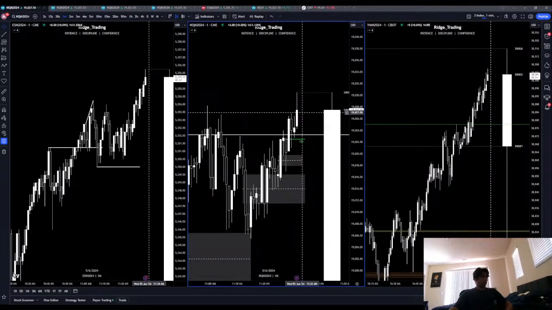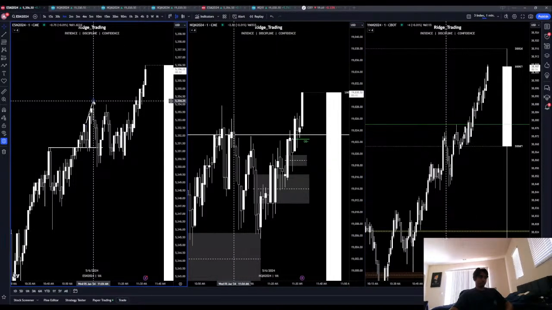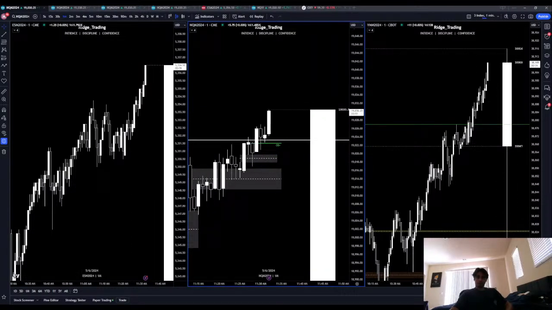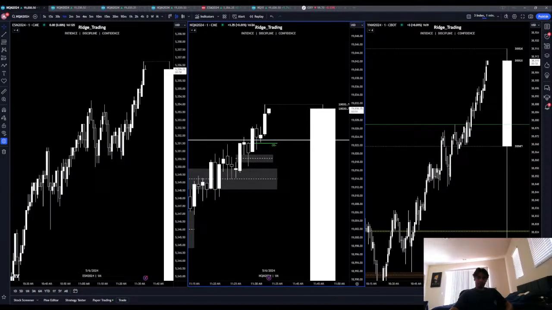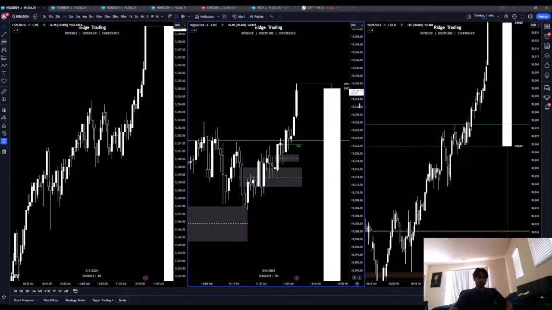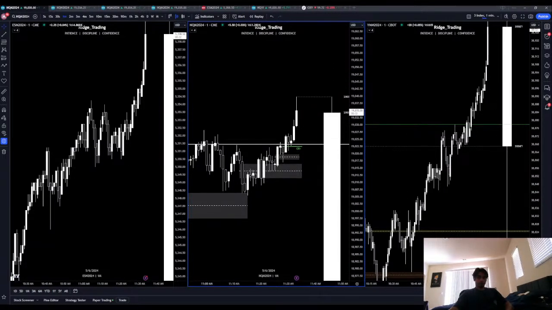Watching here, probably gonna go higher here. Yep. There's the rip. Big rip.